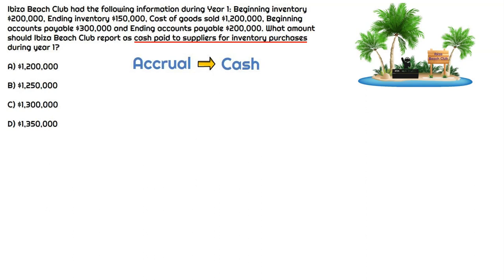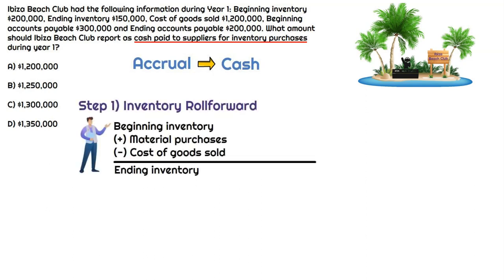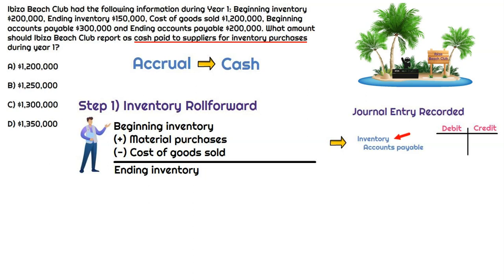So the first thing we need to do is figure out how much material the company purchased during the year. So we're going to start by preparing the inventory roll forward because that will help us figure out how much material was actually purchased. As you can see right here's our roll forward. It's going to be beginning inventory plus material purchases because that's what increases our inventory balance. And as we can see off to the right, the journal entry, when we purchase things on credit with our suppliers, we capitalize those material purchases into inventory. So that's why the debit is to inventory.